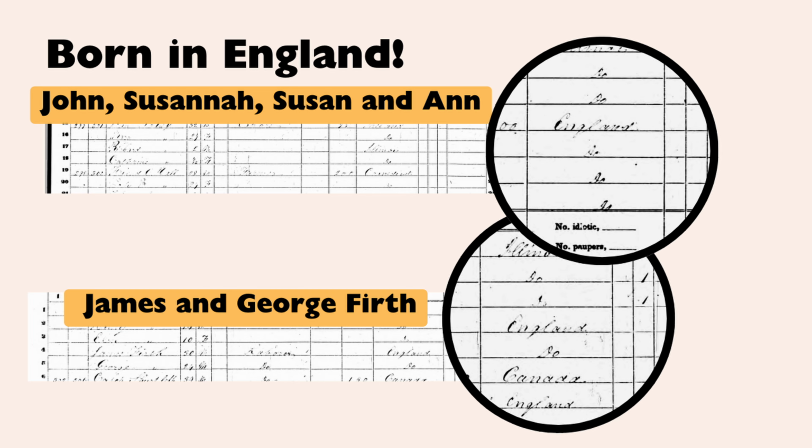So there's very little to go on, other than they're both born in England, same as John and most of his family. So the next step for me was to figure out where George and James came from in England. And that meant doing lots and lots of searches and eliminating possibilities, because these are really common names.